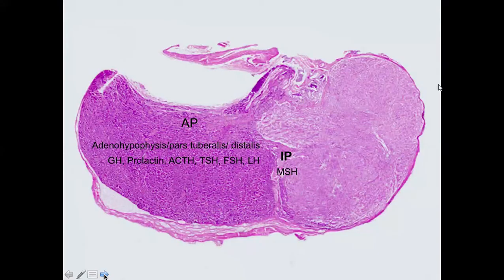Okay, so how about in the posterior? In the posterior aspect. So what are the hormones produced? Ano ang hormones na napoproduce dito? Any answer from the group? Any volunteer? ADH. ADH? Ano pa? Oxytocin.